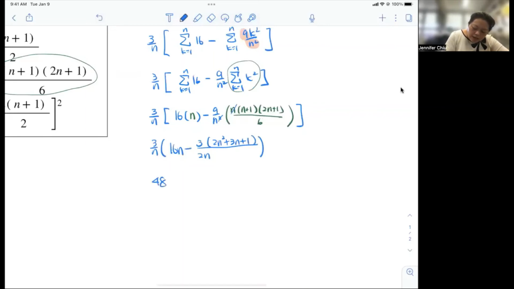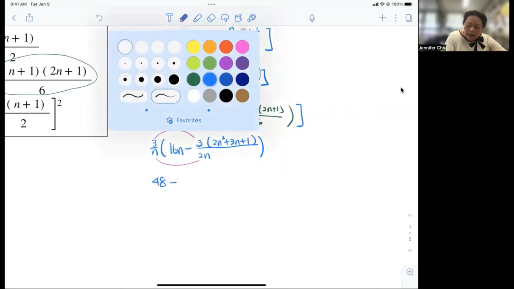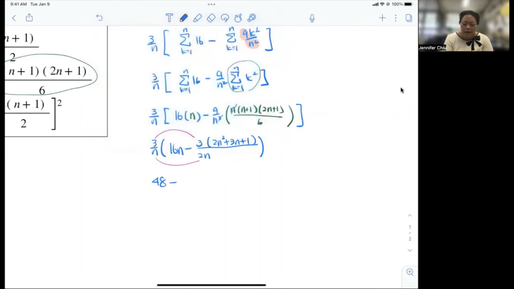I get 48, the n's reduce out, minus 3 times 2n squared over n squared. So there's a lot of distribution here. I'm distributing the 3 and then the n, okay? So I get 3 times 3, that's 9, and then n squared over n squared, and the 2's cancel out. So I get minus 9. Okay, now this one's going to be a little bit tougher. I have 3 times 3 times 3, so that's 27, n over 2 over n squared, so it's over n, minus 3 times 3 is 9 over 2n squared.